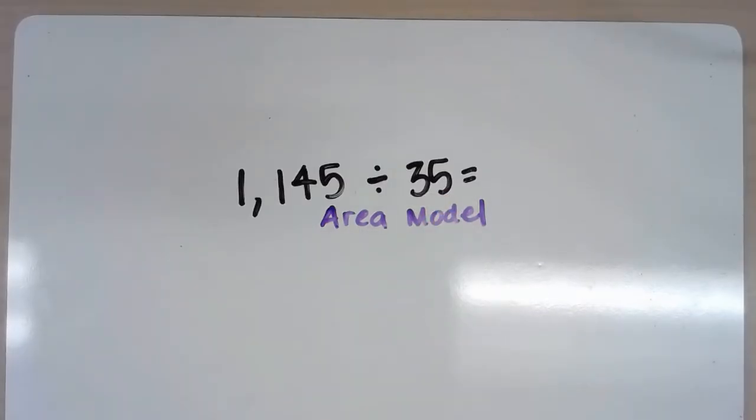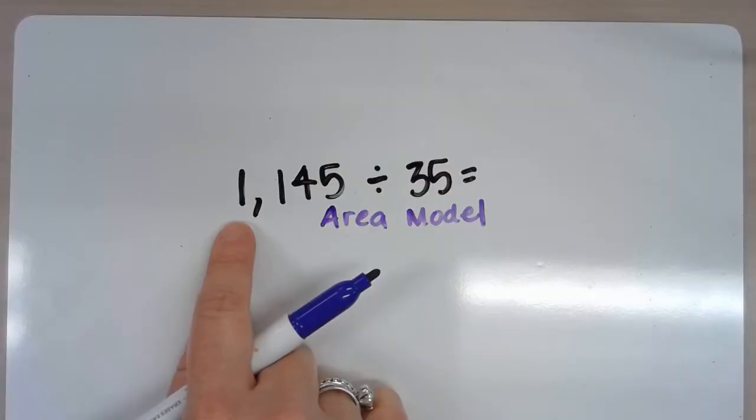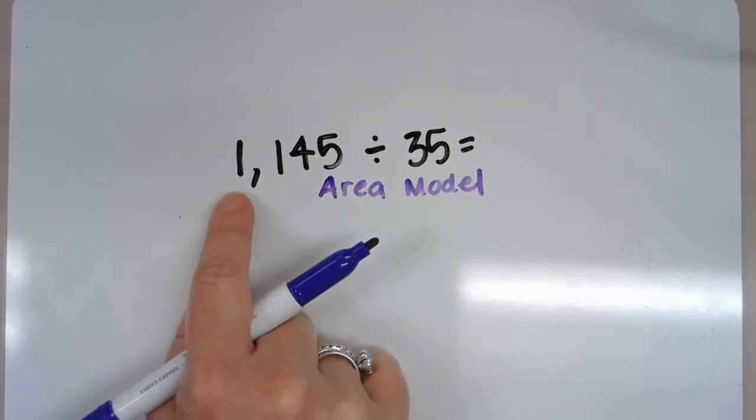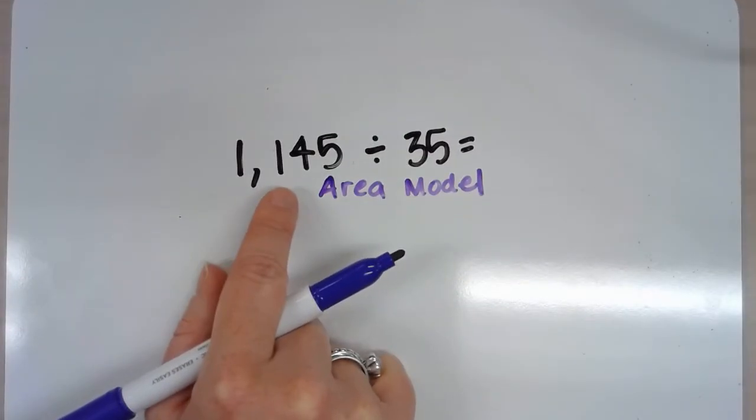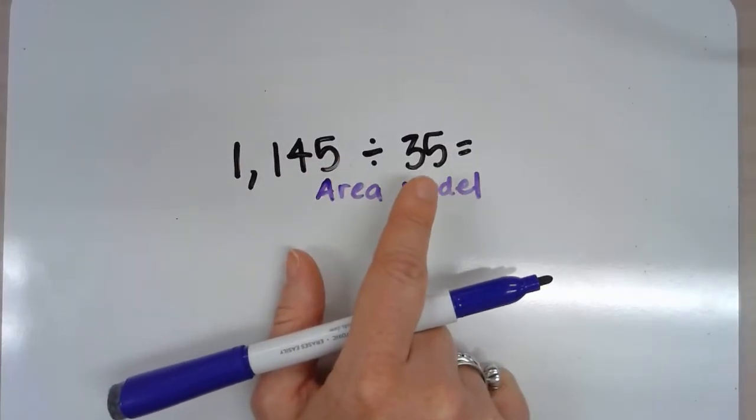I asked one of you to give me a context for this problem because, again, when you picture what's happening in the division problem, sometimes it can help you to correctly think about what to do with those particular parts. So I heard a student suggest that we pretend in this problem we have 1,145 pieces of candy, and we are going to sort them into 35 treat bags.